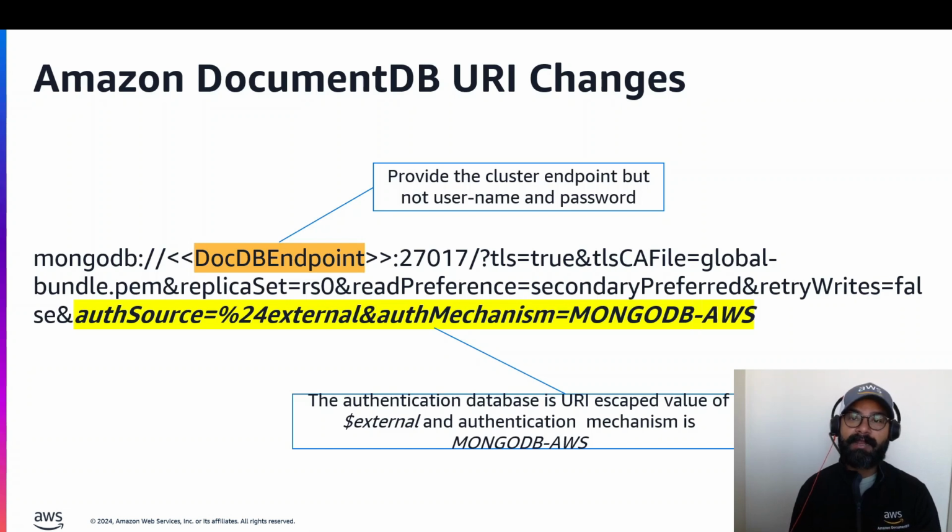As you can see at the end of the URI, we have also added two parameters, auth source and auth mechanism. These two have the same values that you've used in the user command, $external for auth source and MongoDB-AWS for auth mechanism. You may also notice that I've used URI escape for the $external value. Depending on your application, you may or may not need to use it.